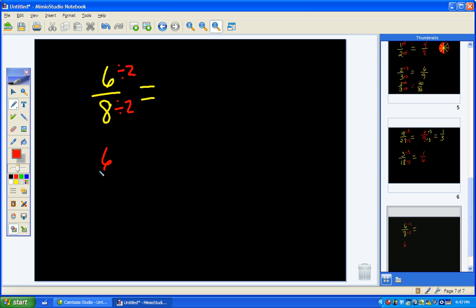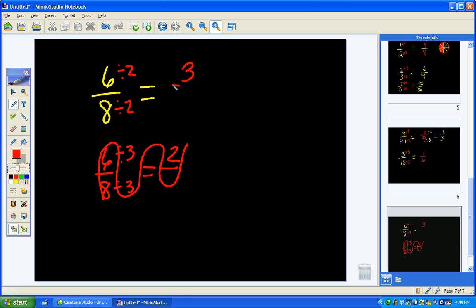So had somebody tried to do 6/8 divided by 3, they would have said, okay, well 3 goes into 6 2 times, but 3 does not go into 8, so you cannot make an equivalent fraction that way. So you have to use something that will go into both numbers evenly. So go ahead and try this. Alright, 6 divided by 2 is 3, and 8 divided by 2 is 4. So your equivalent fraction is 3/4.